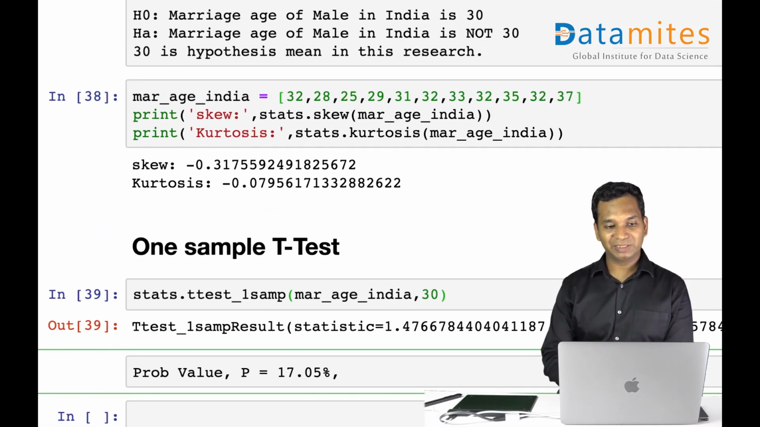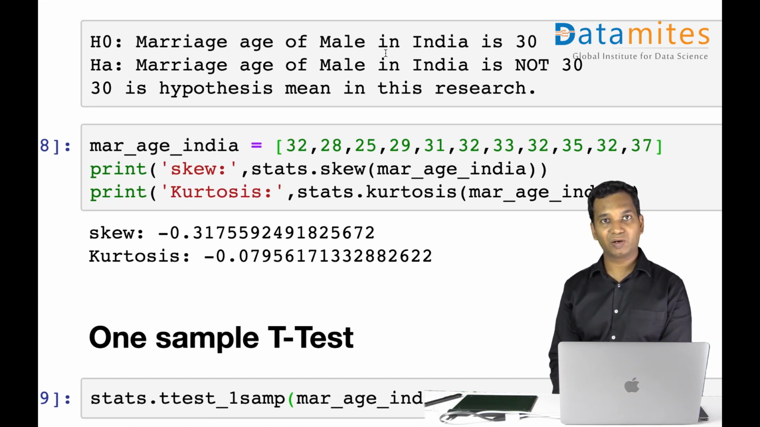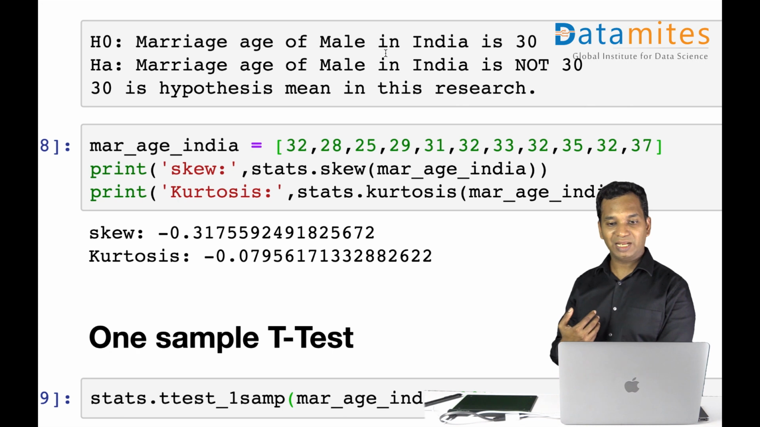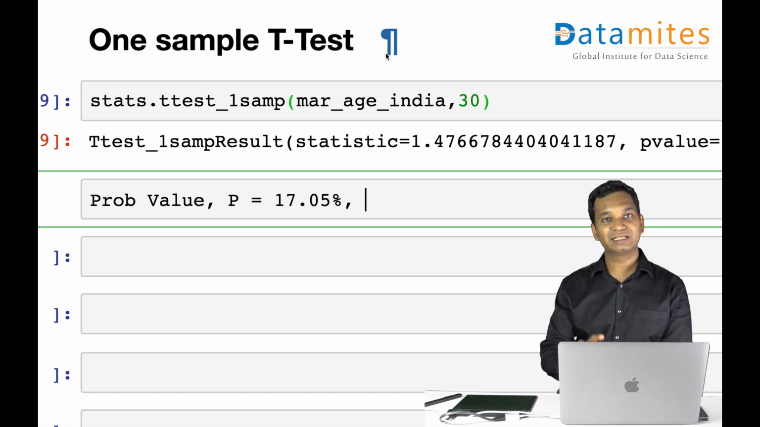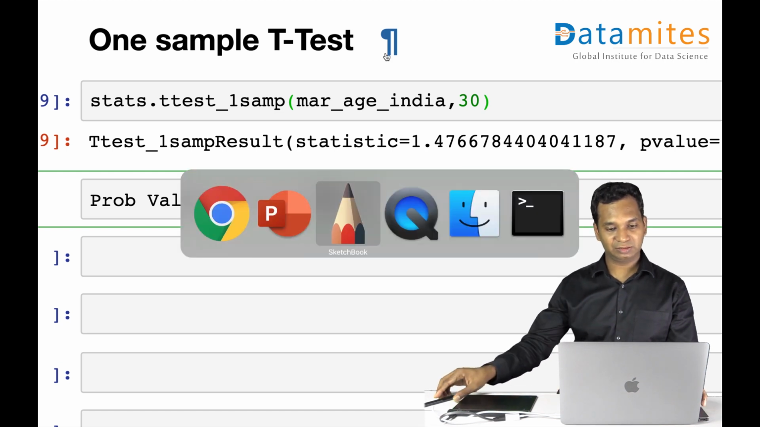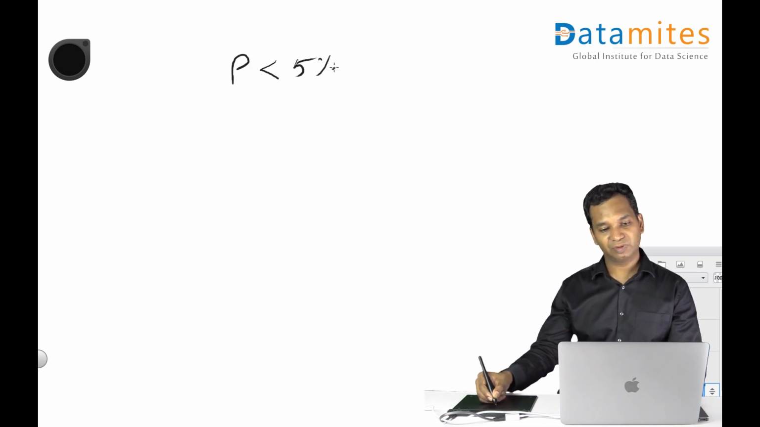Now the question is, with this data, will you be able to reject the null hypothesis or accept the null hypothesis? If you reject the null hypothesis, then we accept the alternative. So the null hypothesis says marriage age is 30. My test says there is a 17% chance that 30 is your marriage age. Okay, here you need to know something. As a thumb rule, you can remember, if the p-value is less than 5%, then we reject the null hypothesis.